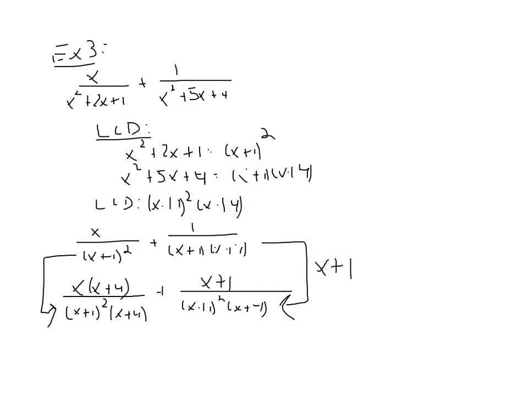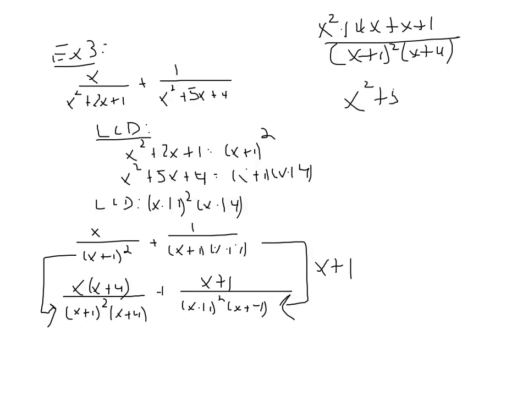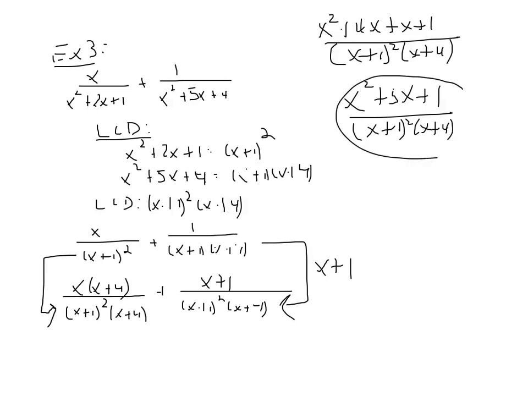I'm now going to add my fractions together, which gives me x squared plus 4x plus x plus 1, or x squared plus 5x plus 1, over x plus 1 squared times x plus 4. The top does not factor, so that is our final answer.